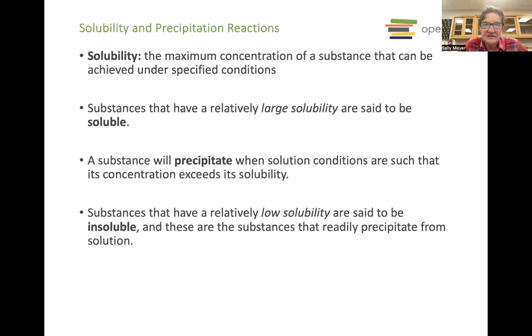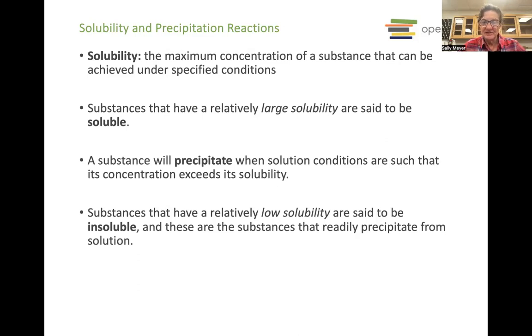So solubility is the maximum concentration of a substance that can be achieved under specific conditions. Substances that have a relatively large solubility are said to be soluble. So something like sodium chloride, the salt you put on your food, it's very soluble. So you can put a large quantity into your soup, for example, and it won't stay as rock salt. It will dissolve into sodium plus and Cl minus cations and anions.